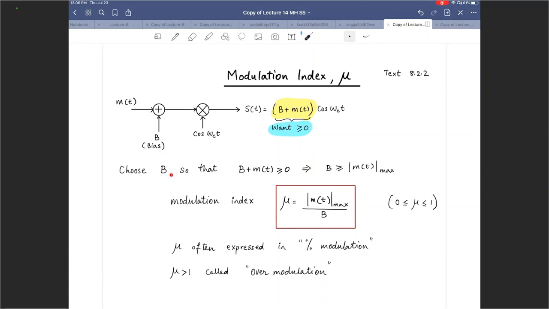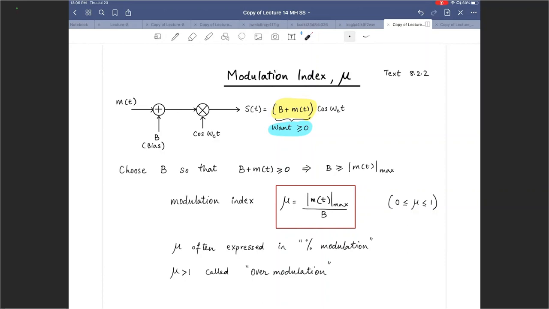So we are choosing B so that after B gets added on to the message, that is greater than or equal to 0, which implies that B should be greater than the absolute maximum value of m(t). So whatever value you have, after you take the absolute of the signal, whatever maximum value you have in that is your B. It has to be greater than that. So if you add such a B to your signal, then B plus m(t) will be guaranteed to be greater than 0.